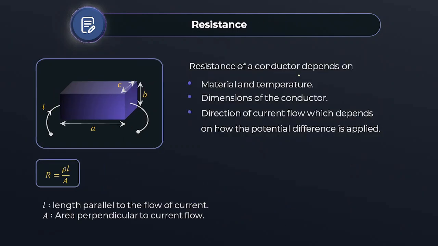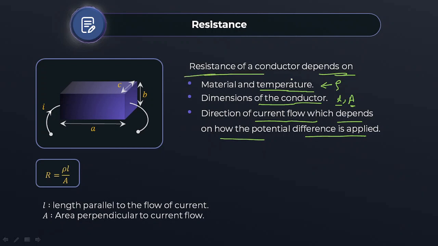So here, resistance of the conductor depends on the material and temperature, that means rho. Then the dimensions of the conductor, that is length and area of cross section, and the direction of flow of current. If the direction changes, then rho and L will change, right? The direction of flow of current depends on how the potential difference is applied. Yes or no? So the resistance of the conductor depends on these things.